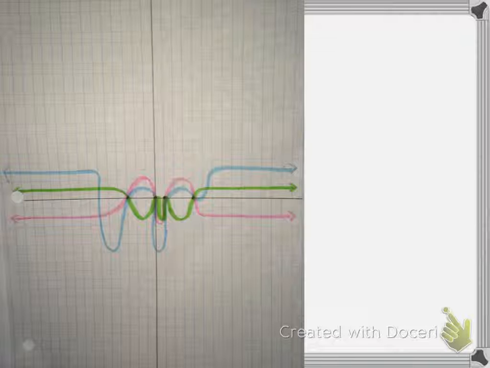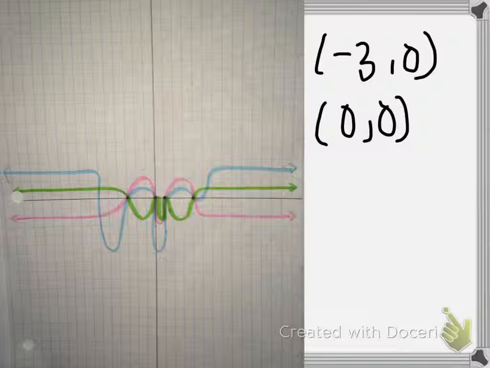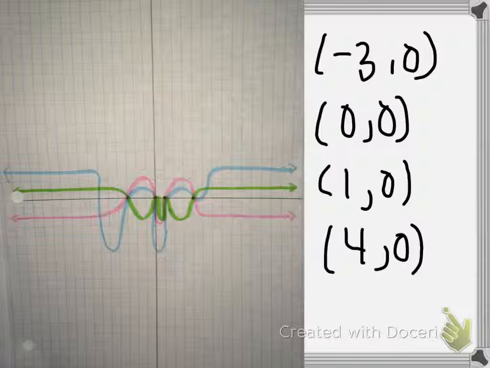For example, they all have the same x-intercepts, which are (-3, 0), (0, 0), and (4, 0). In addition to having the same x-intercepts, they also each have the same range, which is y is greater than or equal to -6.